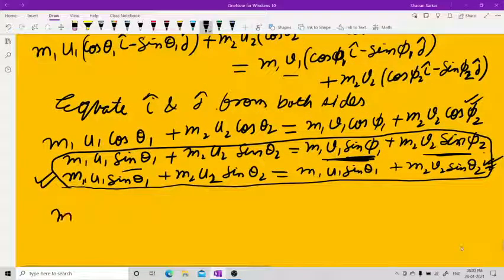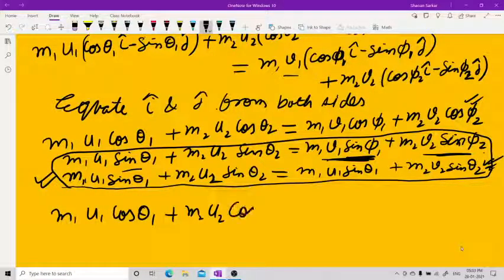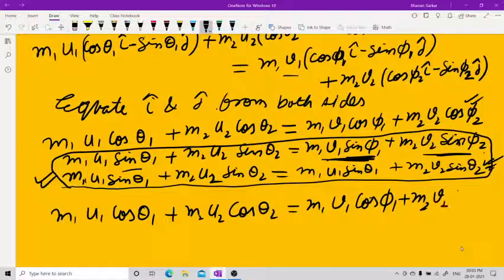One equation is m1 u1 cos theta 1 plus m2 u2 cos theta 2 is equal to m1 v1 cos phi 1 plus m2 v2 cos phi 2. Let me write cos properly. Wait a minute. Cos phi 2. Now this equation, and I'll take this equation, the one I wrote.